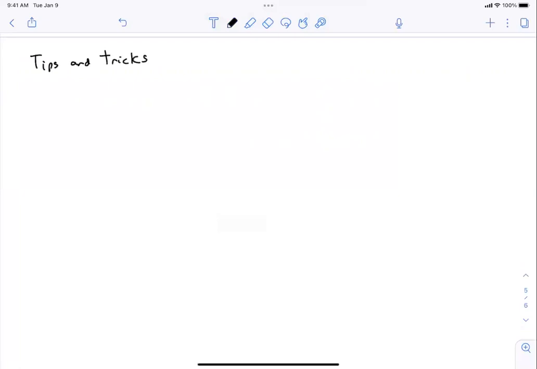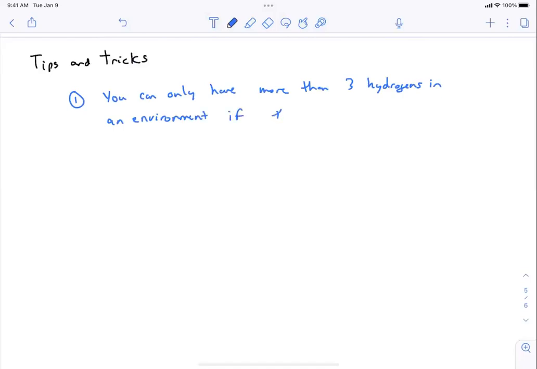Okay. One of them that I would say is this, and I think it's a big one. You can only have more than three hydrogens in an environment if there is some form of symmetry. Whether it's branching or end-to-end symmetry, that's the only way you're going to get an environment that has more than three hydrogens. So that's what you should be thinking about. There must be at least two carbons that have hydrogens that are the same. Okay.